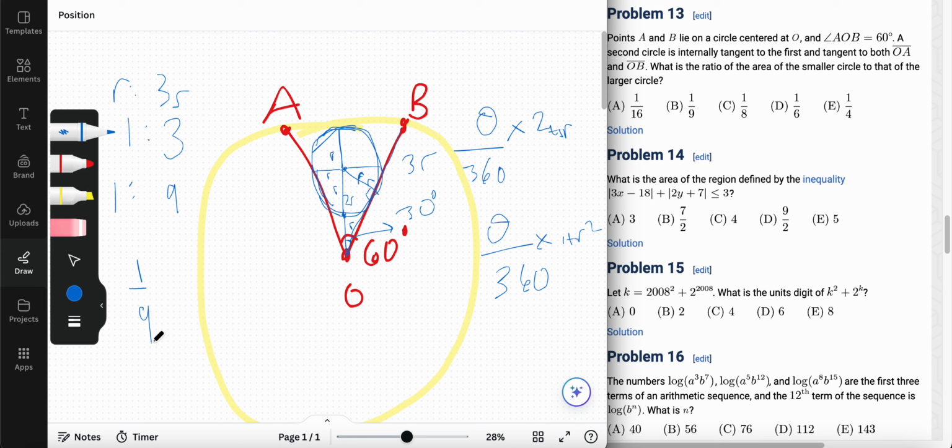So 1 over 9 is our answer, which should be, oh, it's B. Okay, so our final answer is B.